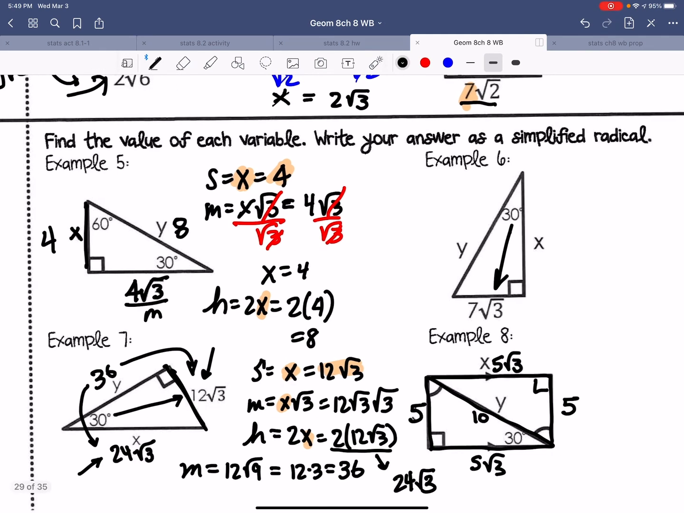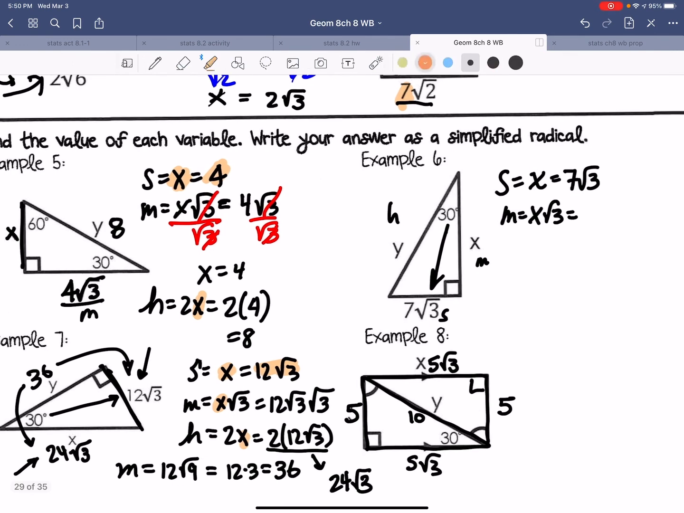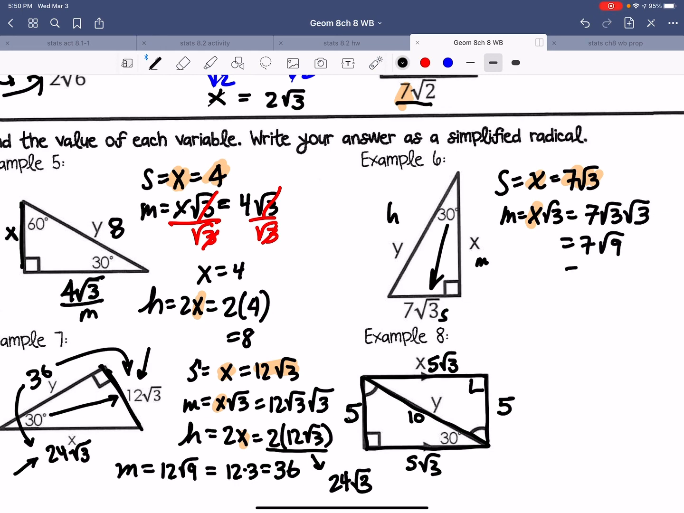Okay, using those same formulas, here's our small, medium, and hypotenuse. So small is x. X is 7 times the square root of 3. The medium is x times the square root of 3. So we know what x is, we can plug that in. 7 times the square root of 3 times another square root of 3. So 7 times 3 is 21.